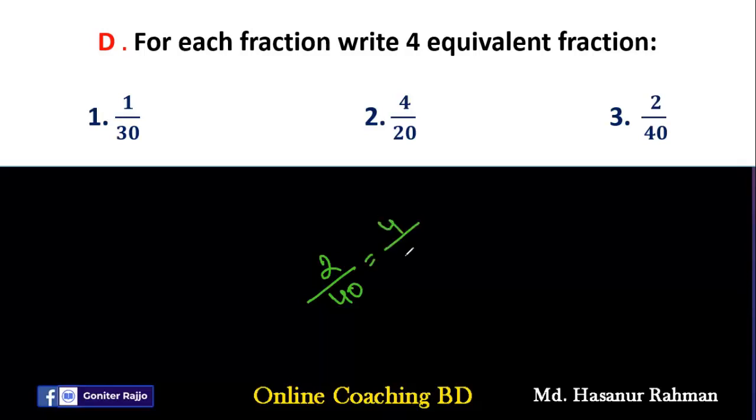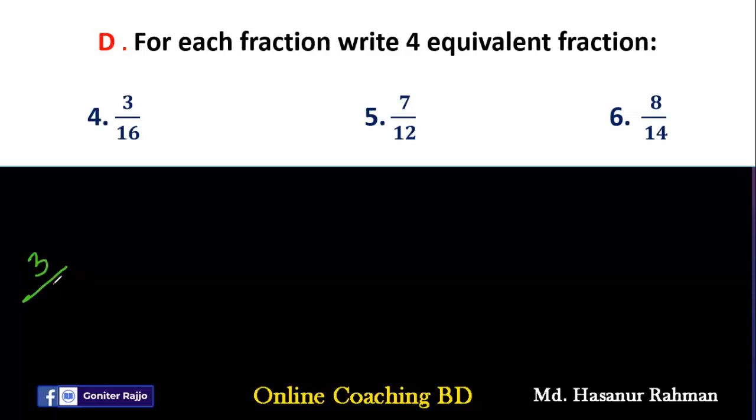2 2s are 4, 2 40s are 80. Multiply this 2 by 40 by 3. 3 2s are 6, 3 40s are 120. Multiply this 2 by 40 by 4. 4 2s are 8, 4 40s are 160. Multiplied by 5. 5 2s are 10, 5 40s are 200. Very simple.